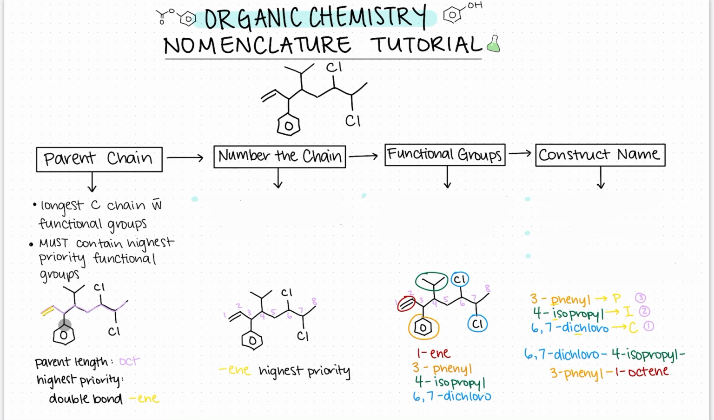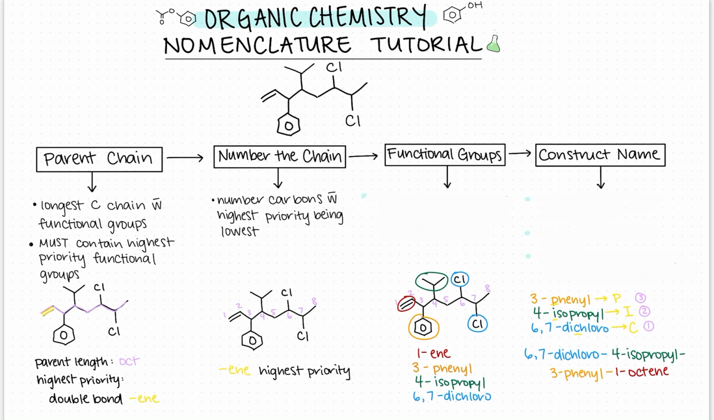So down here, we've identified the parent chain here in purple, and since there's 8 carbons, it's going to be oct. And we've identified over here that the double bond is our highest priority functional group, so that's going to get an -ene suffix. Next thing we want to do is we want to number the chain.